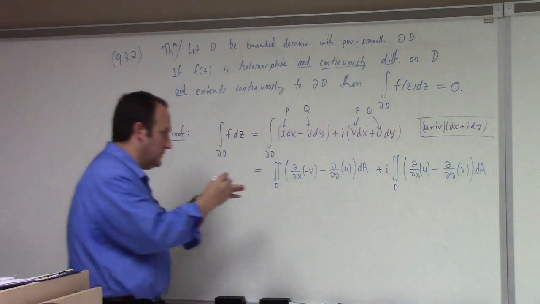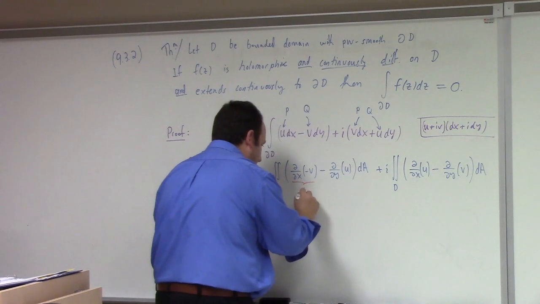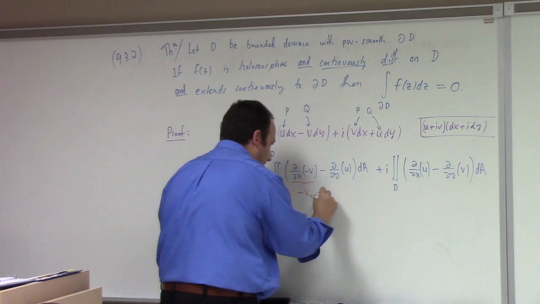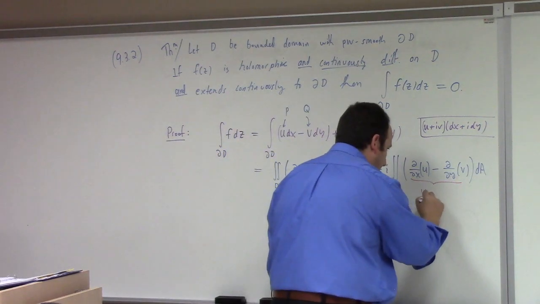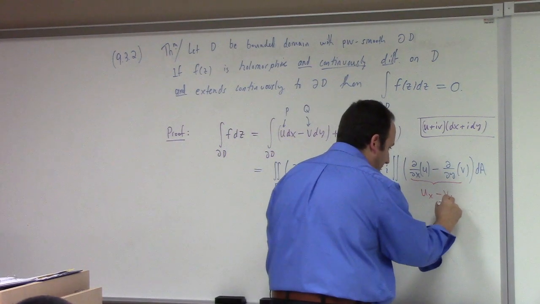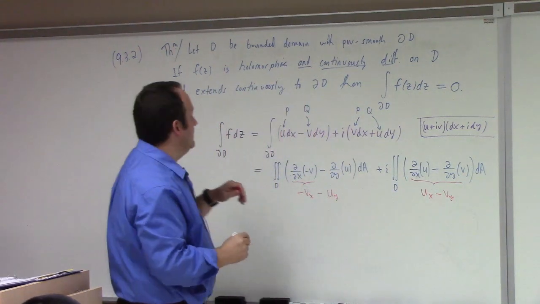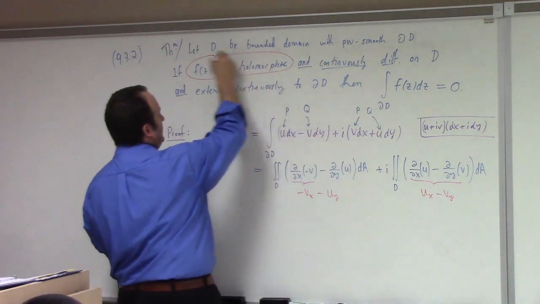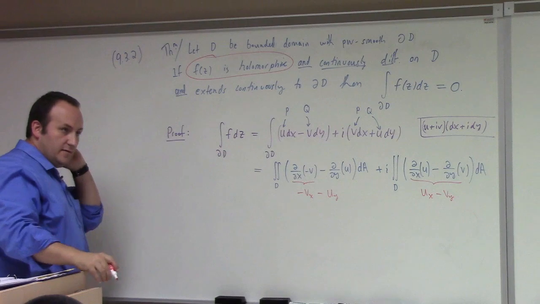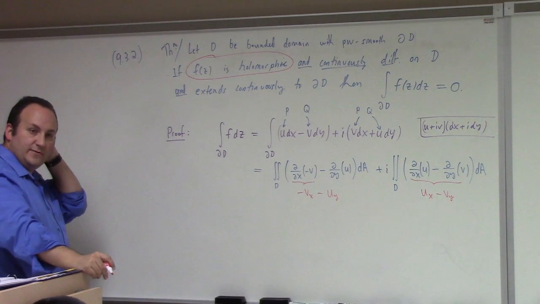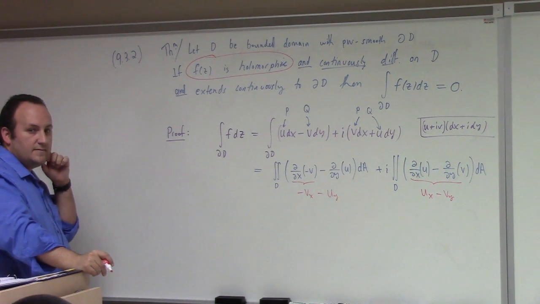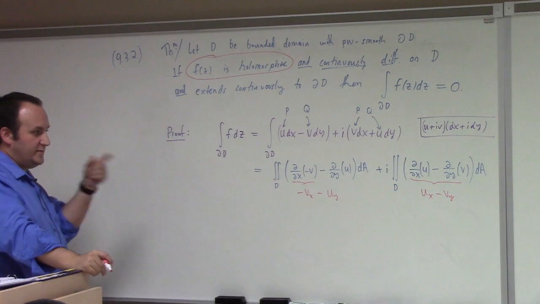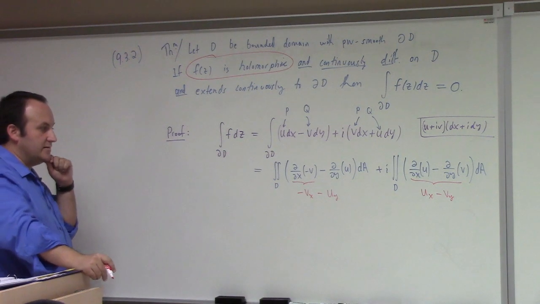This is minus Vx, right? Minus Uy. Over here, we're looking at Ux minus Vy. Remember, f of z is holomorphic, which means what about partial derivatives of u and v do we know? They satisfy the Cauchy-Riemann equations. What do the Cauchy-Riemann equations say about the things I just wrote in red?